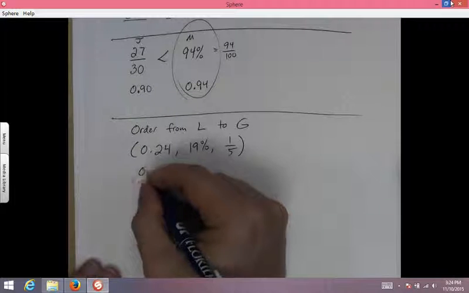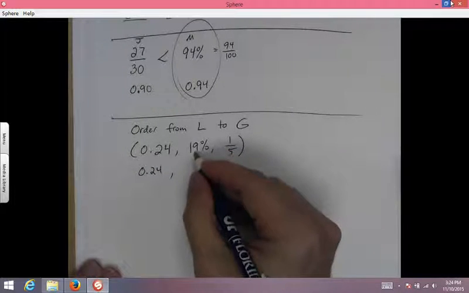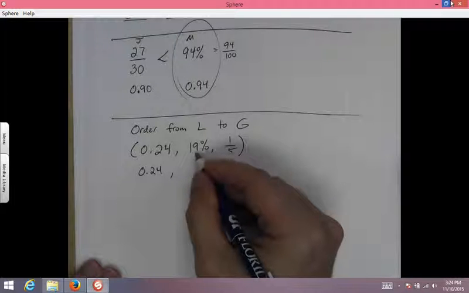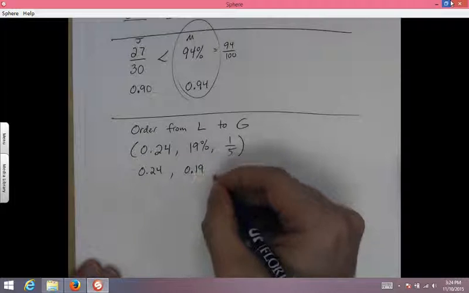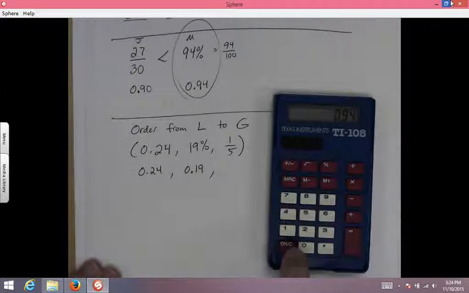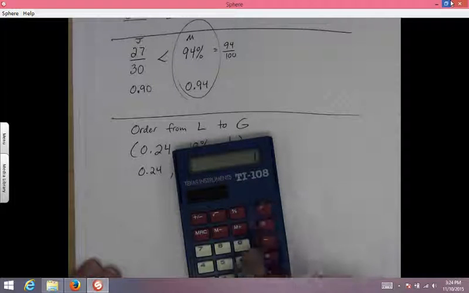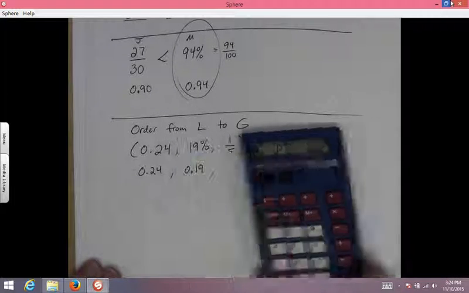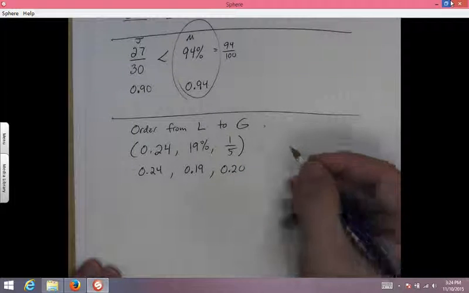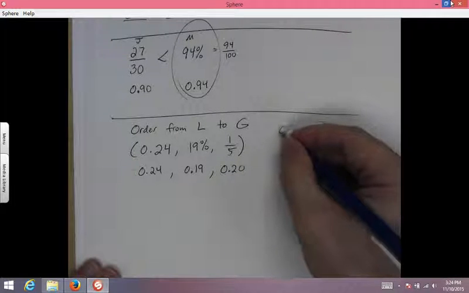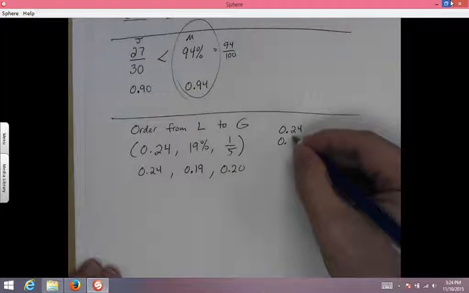Well, 0.24 already is a decimal. Done. 19%, you can either divide the 19 by 100 or move the decimal two places to the left, and it's 0.19. And 1/5, if you don't know it, type it in your calculator. Top number, 1, divided by bottom number, 5, you get 0.2. Terminating decimal, so you can add a 0 to the end if you want to. Now, just like I said in class, you're going to write all three of them, stacked nice and neat, lined up by their decimals.